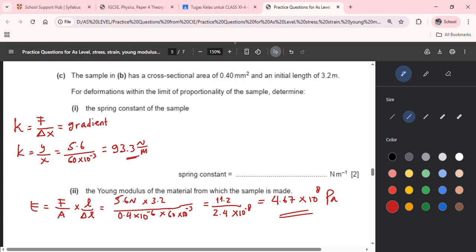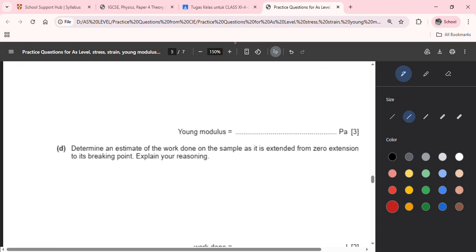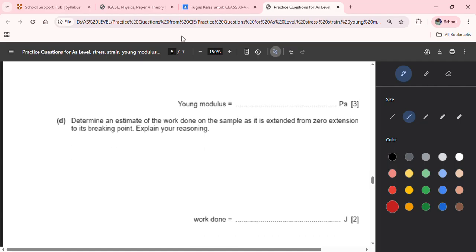60 times 10 to the power of minus 3 is already correct. It's 5.6 times 3.2. Okay, I think it's correct. Yeah. The next one. Determine an estimate of the work done on the sample as it extended from zero extension to its breaking point. Explain your reasoning.